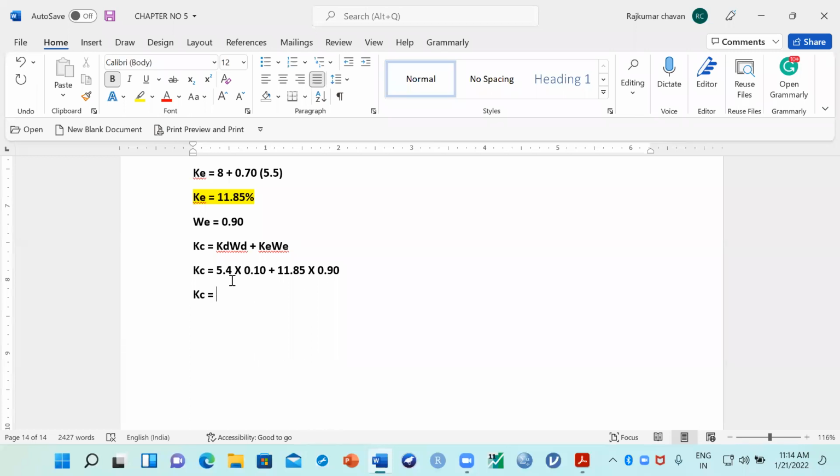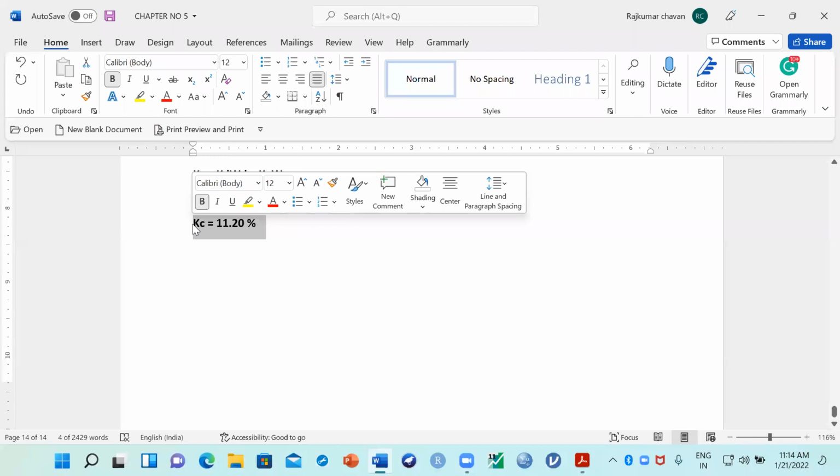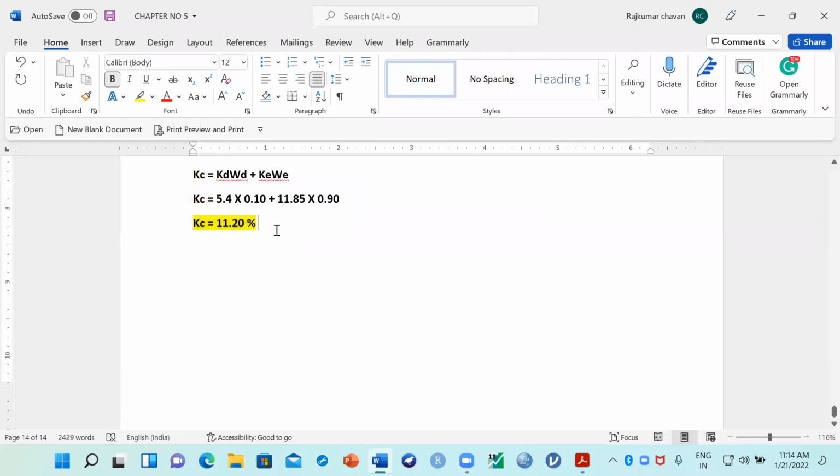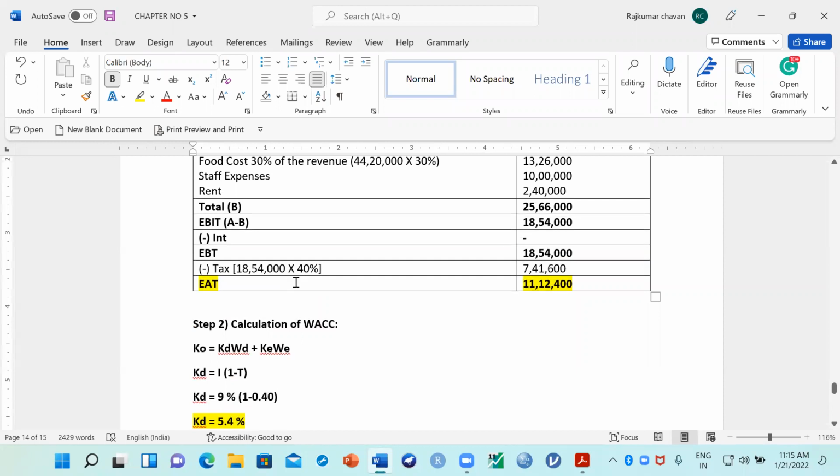11.205%. So the overall WACC of this company is 11.20%, right? So we got here 11.2%, right? So now WACC is over. All the information we have calculated.